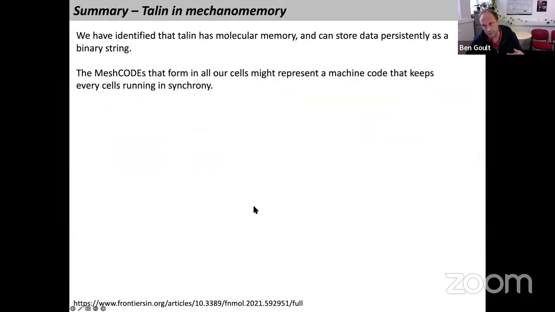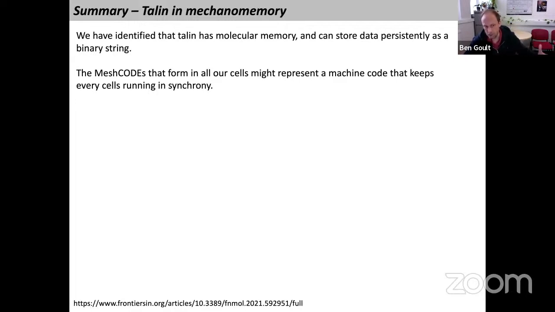So just to finish and to ground it back, one thing quickly. This is quite wacky, but it's also based on experimental data. We can physically show that talin is a memory molecule. We can physically write information into it using small changes of force, and we can read it out by looking at what's bound to it. And it's present in pretty much every single cell in our body. And if all of our cells are mechanically synchronized, you could kind of imagine that this is a machine code.